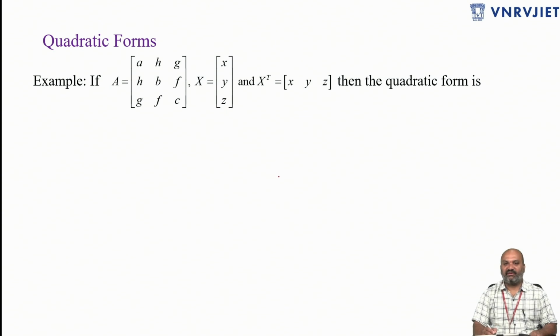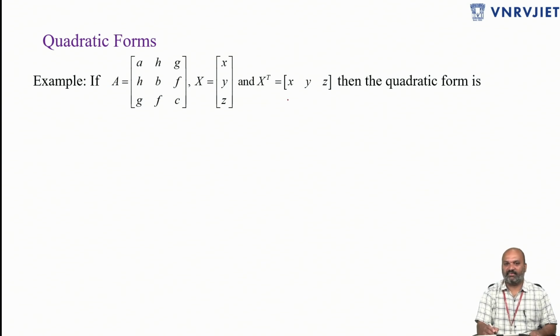Now let's see, if a matrix is given, how to write the quadratic form? If a quadratic form is given, how to write the matrix? We'll see. First, let's see an example. Given that A is a matrix of order 3 with elements a, h, g, h, b, f, g, f, c. And remember, the matrix of a quadratic form is always a symmetric matrix. X is a variable vector with variables x, y, z. Its transpose becomes the row vector x, y, z.